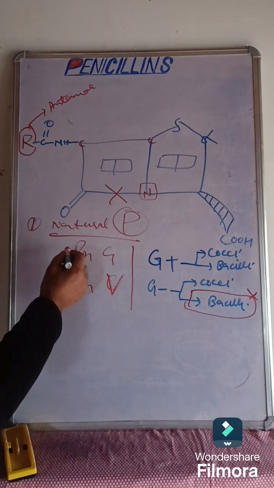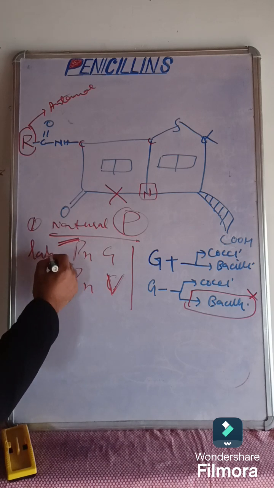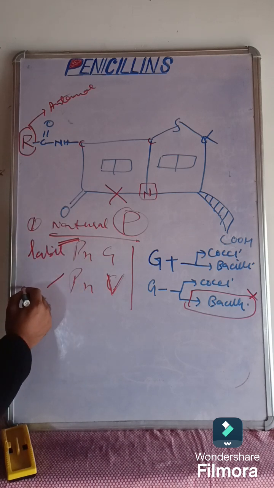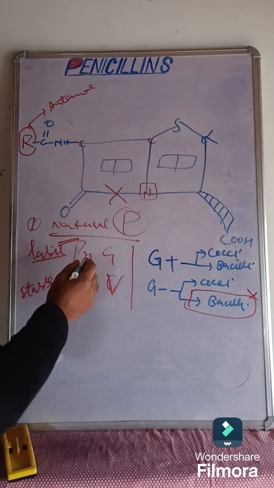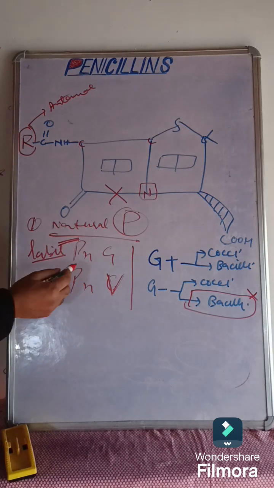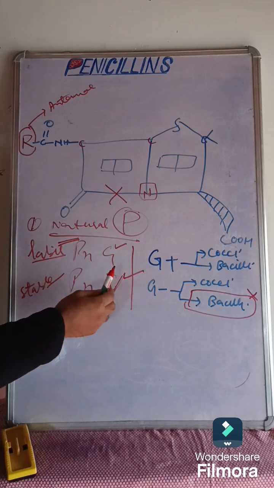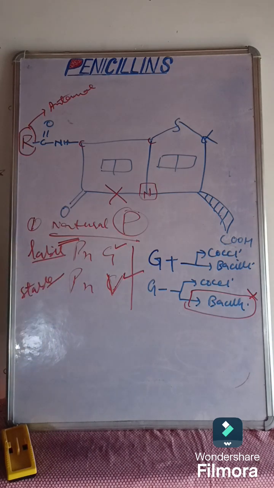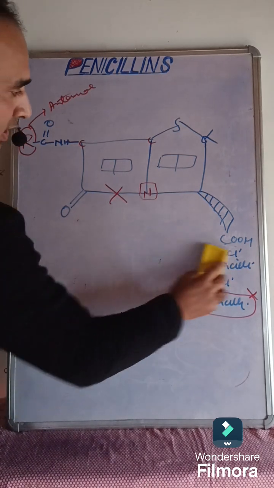Penicillin G is acid labile. Penicillin V is acid stable. Acid labile means destroyed by acid in the stomach. So penicillin G is usually given parenterally, and penicillin V is the oral form of natural penicillins. The antibacterial spectrum of both is similar. So let us move ahead.